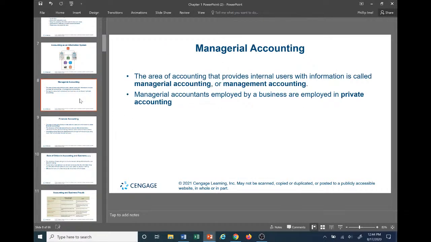So let's talk a little bit about something different. For the internal users, they're going to be more concerned with managerial accounting. This is an area of accounting that provides internal users with information. It's called managerial accounting or management accounting. Management accountants or managerial accountants are most often employed in business, in private accounting. Meaning they're either going to be working for a not-for-profit, a corporation, or a government, as opposed to providing a fee or a service to those outside, as accounting firms do in the public sector. So managerial accountants usually work within industry in private accounting.